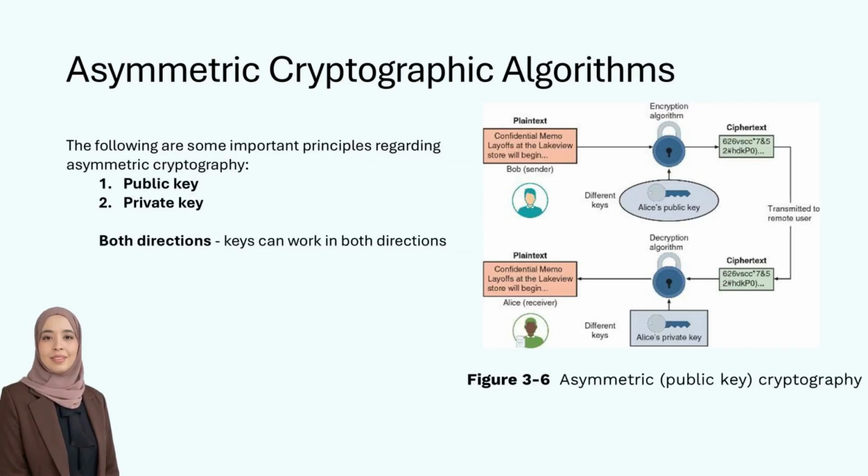Now, when it comes to asymmetric cryptography, there are two keys that are used. It's not like symmetric cryptography where we use only one key. In asymmetric cryptography, two keys are used. One is called a public key, and there is also another one which is a private key.